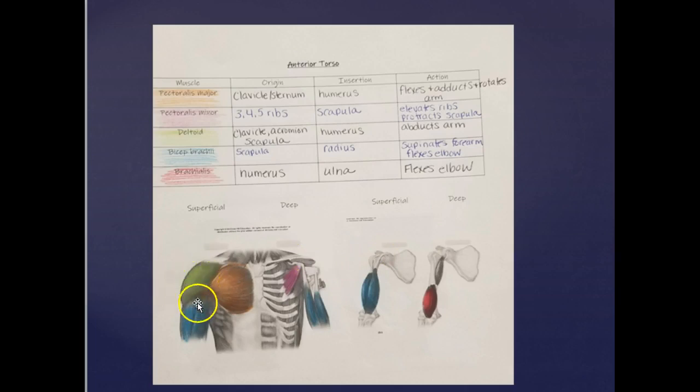Deltoid here is in green, attaches to the clavicle, the acromion of the scapula, and it also moves the humerus, and its job is to abduct the arm.